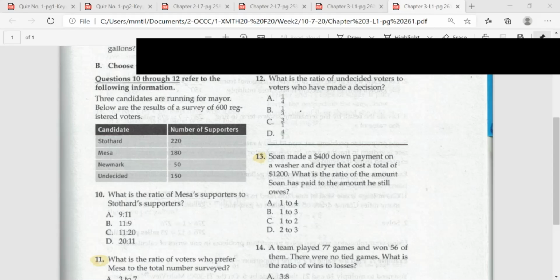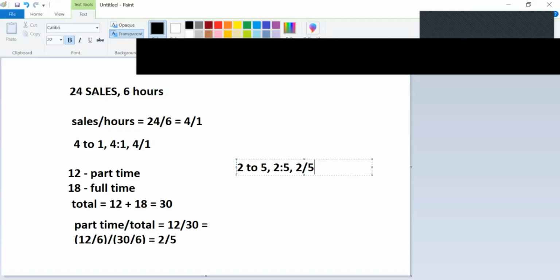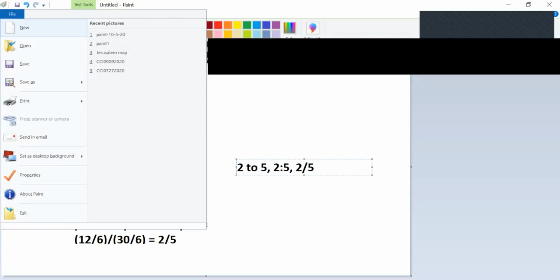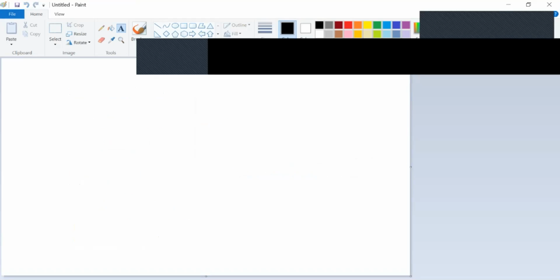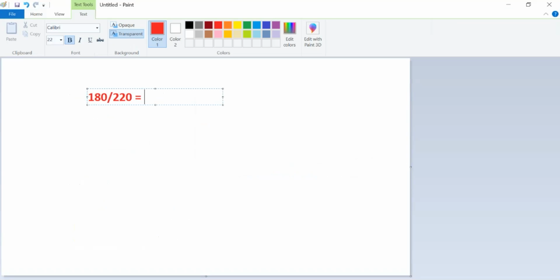So you've got 180 over 220. What's that going to reduce down to? Again, this is where you've got to use factoring. We're building upon the math we've learned. So it's 180 divided by 220. Well, we know if they both end in 0, you can divide the numerator and denominator by 10. That's one thing you can do. So let's start there.